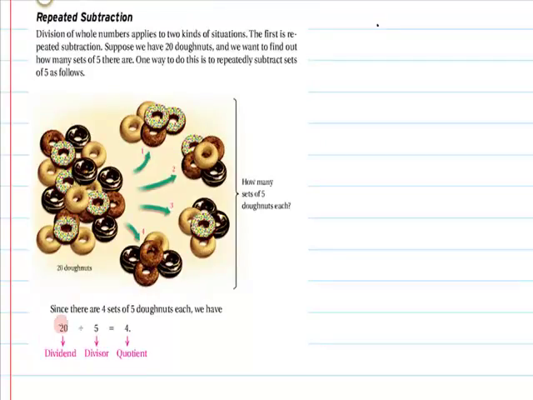The number that you are dividing, which represents the large mass of donuts you had, that's the dividend. The size of the group that you're dividing them into, how many 5s were there, that's the divisor. The answer you get is the quotient. So if you have 20 divided by 5 equals 4, that's the dividend, that's the divisor, and that's the quotient.